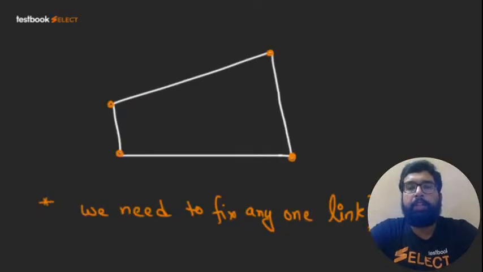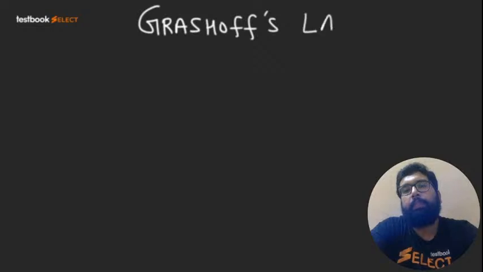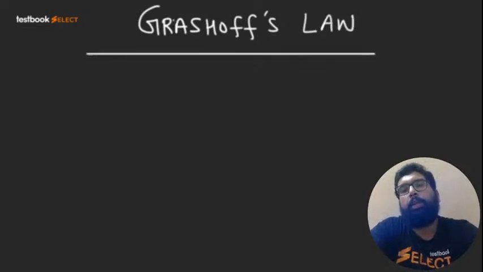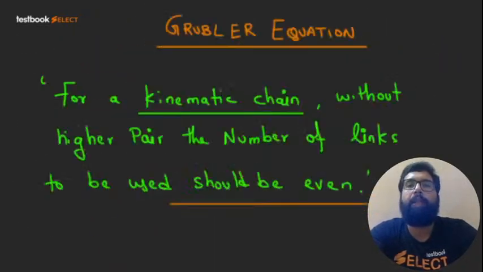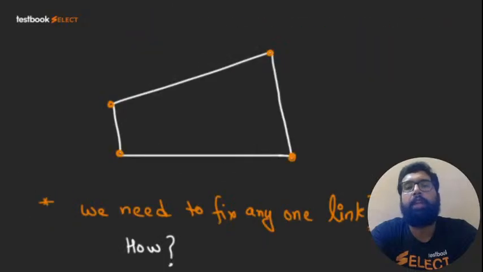The question is, which link needs to be fixed here? Now how are we going to decide which is the link that is required to be fixed here? The answer to this will be given by Grashoff law. This is the heading of today's video, and we are coming to it now, because before coming to Grashoff law, it is very necessary that you understand what is a simple mechanism and what is a kinematic chain well.